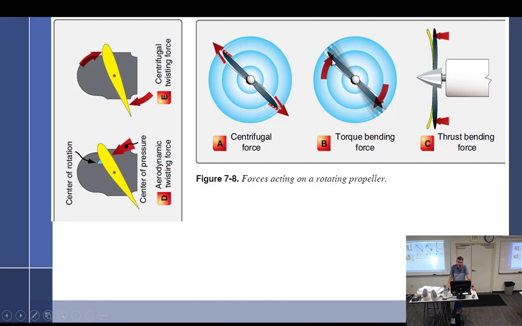Torque bending force causes the blades to kind of bend backwards a little bit as it goes around. If that makes sense to you, as the propeller is spinning around, it tends to bend from the torque and also some of the air pressure hitting on it. Then we have the thrust bending force. It's trying to pull the airplane forward, so the prop is sort of leading that charge and wants to bend forward a little bit. These forces are there, and they cause fatigue in the propeller.